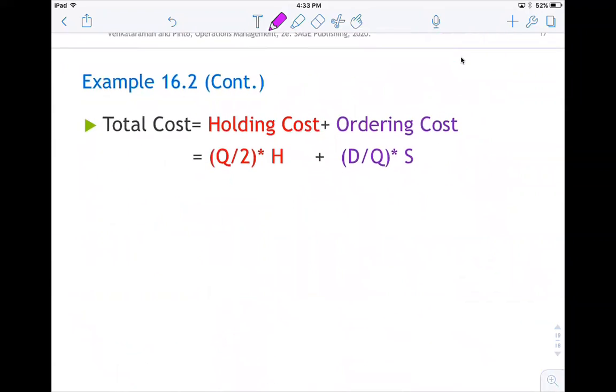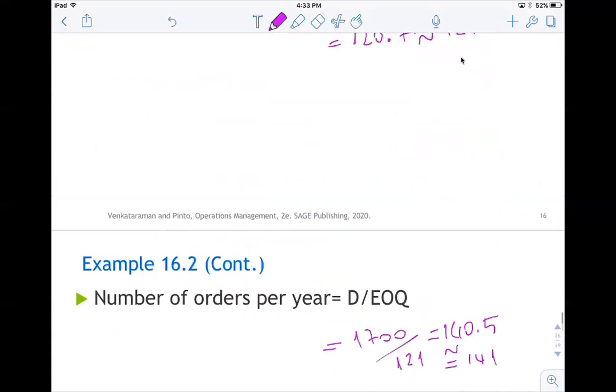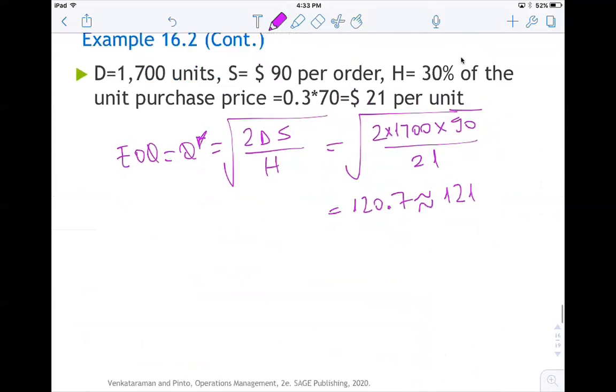So let's calculate holding costs and ordering costs for this mechanism. Remember, our EOQ was 120.5, but we rounded up. You will see the impact of it here. Our holding cost is $21, and our demand is 1,700 divided by 121. This is our number of orders, and then our ordering cost, our S is $90.